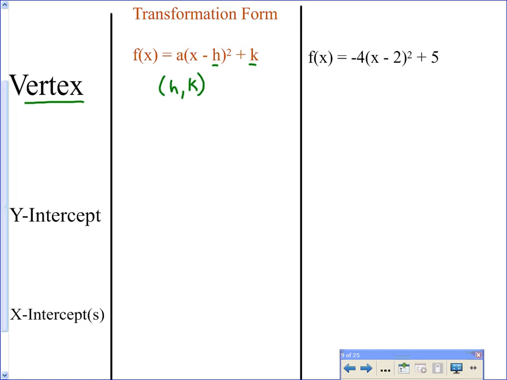So when I look over here to this example that I have, my vertex is going to be the point 2, 5. Okay, so notice it's minus h, which causes us to take a positive 2 here. And then we're talking about the y-intercepts. So when you're finding the y-intercepts, let's come up with the equation for this. What is it you know? It's where it hits the y-axis, so that means that x is going to be 0.